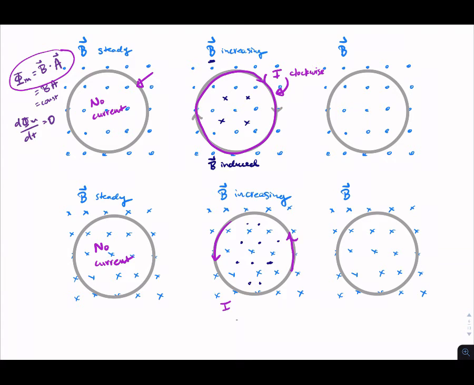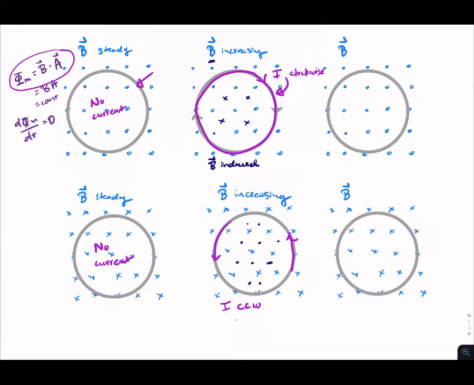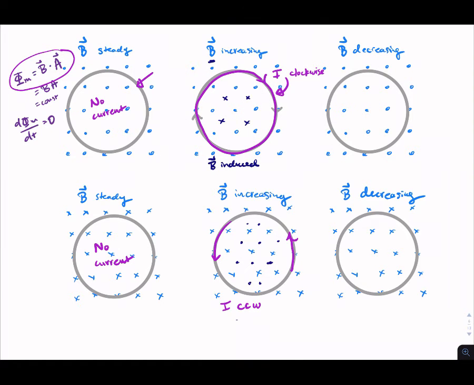Okay, so your current is counterclockwise. Let's go through the same logic over here, but let's assume that B is decreasing with time. Because we have this magnetic field that points out of the page, but it's falling, it's dropping. So let's say it starts at 5 and goes to 4 Teslas, 3 Teslas, 2 Teslas over time.